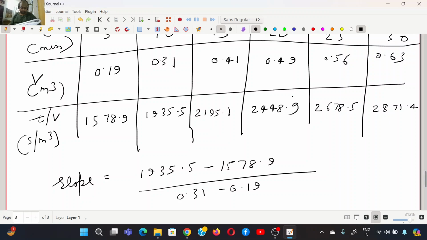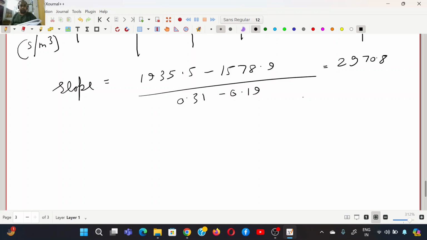Okay, sir. So I'm getting something like 2970.8. And now to calculate the intercept, you just have to apply this formula: y is equal to slope into x plus c. C is the intercept.